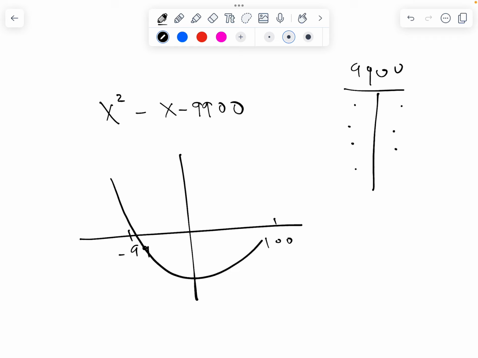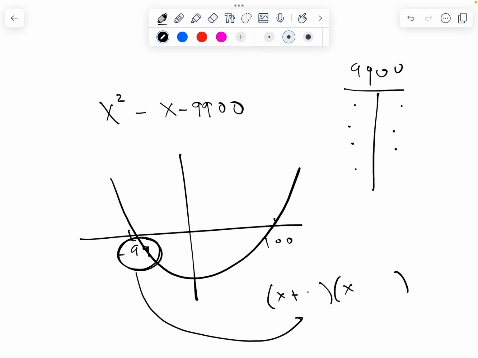And by looking at the graph, we can think of how to factor this. So we're going to have an x, we're going to have an x. Now this is negative 99. The trick is we're going to have to write a positive 99. We'll talk about that in a second, but just remember to switch this. Positive 100, we're going to switch this to negative 100. Now why are we switching this?